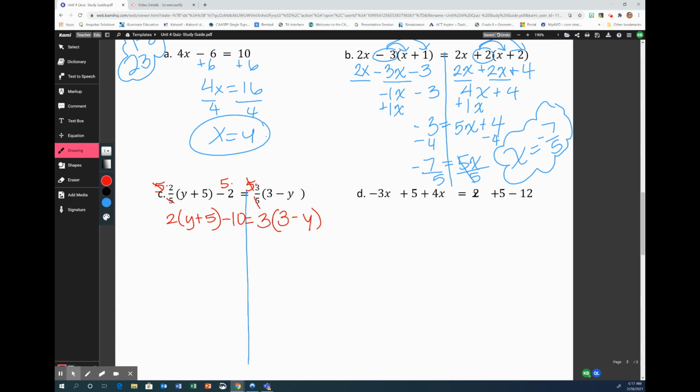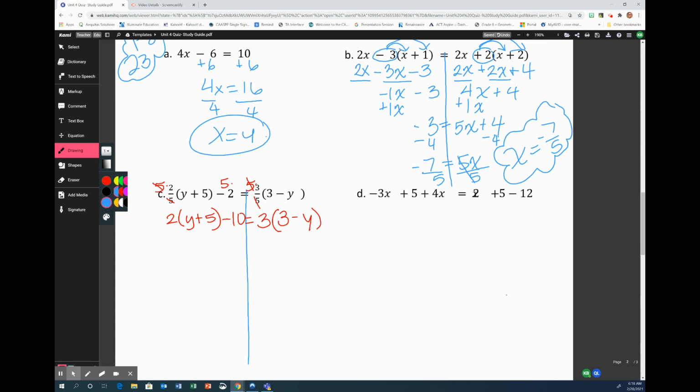All right, all I have done so far is get rid of my fractions. I'm going to double check my work. So I multiplied by 5, and I got 2 times y plus 5. I multiplied by 5, negative 5 times 2 is negative 10. Multiplied by 5, I get 3 parentheses 3 minus y. Okie doke, double checking my work.